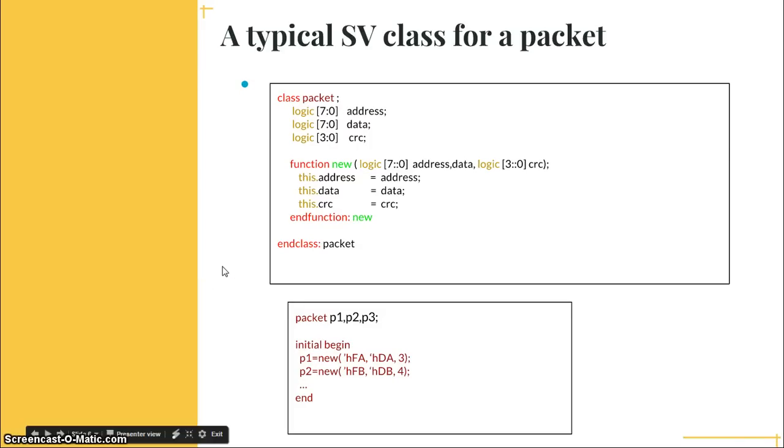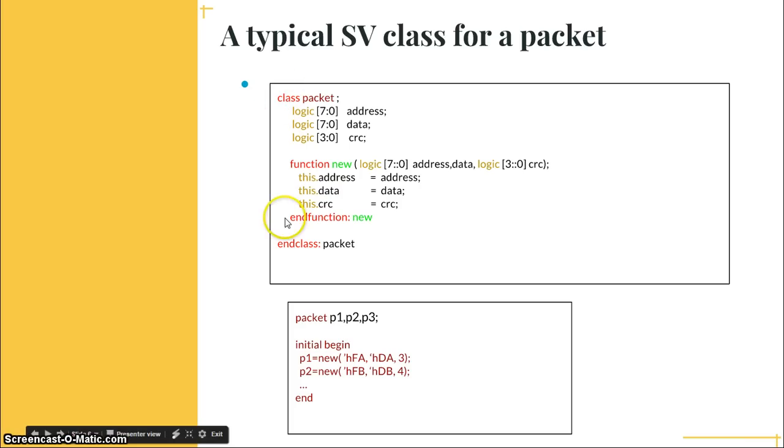Now you will see how you can use a random variable inside a class. Before that, let's consider a simple SystemVerilog class which can be used to represent a packet. Assume your packet has three different fields: an address, data, and some cyclic redundancy code, or CRC. So this is a SystemVerilog definition of this particular class.